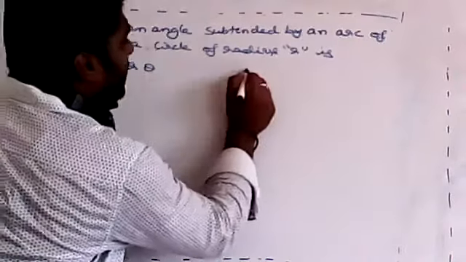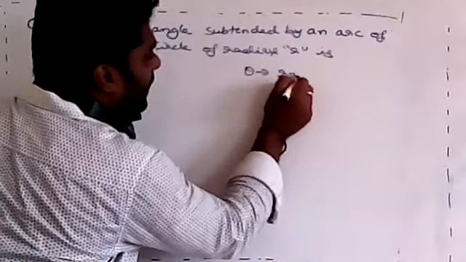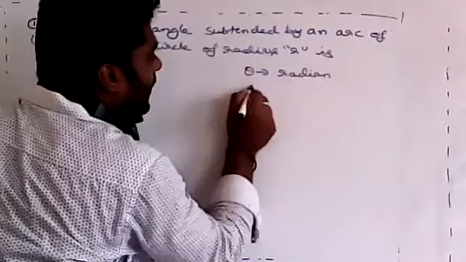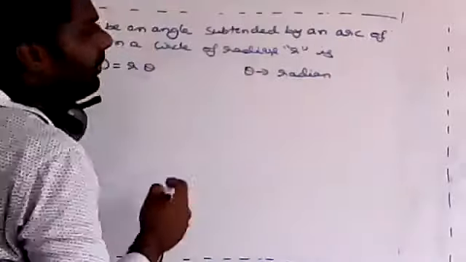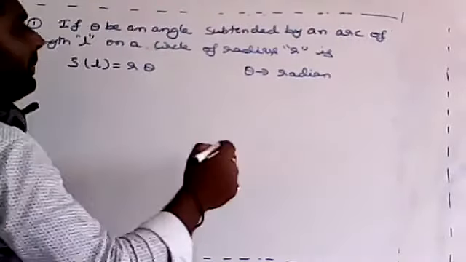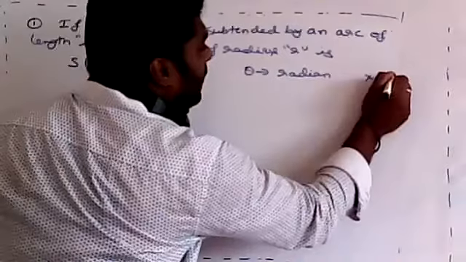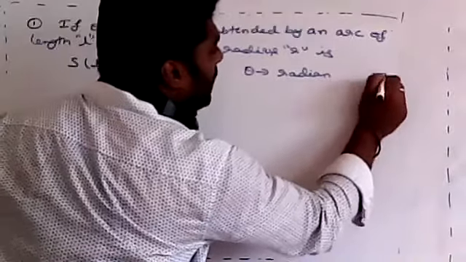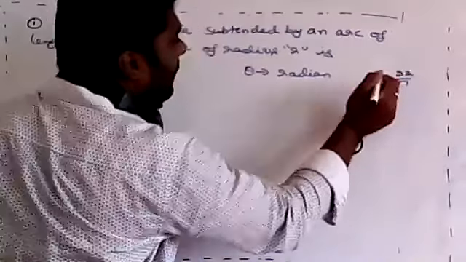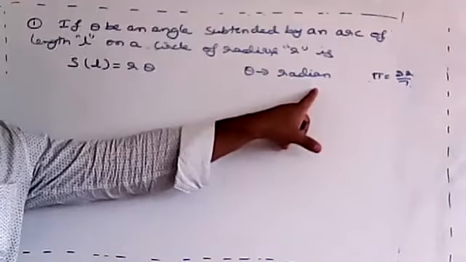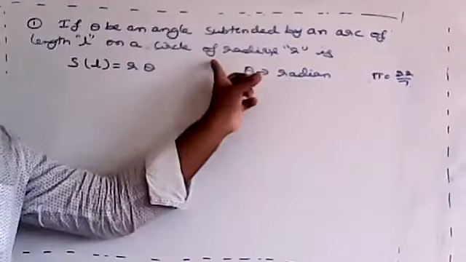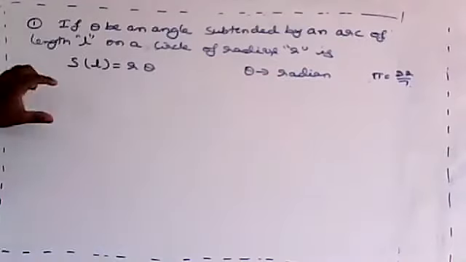And you remember, theta should be in radian form. Theta you have to convert into the form of radian by multiplying by pi, that is 22 by 7. Applying the degree and radian concept. Theta should be in the form of radian, not in the form of angle, while you are solving this problem. Okay, this is the first formula.